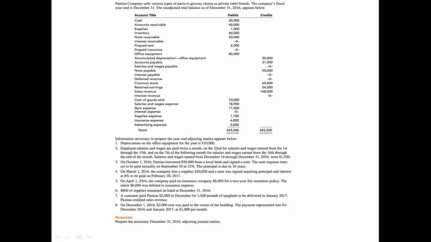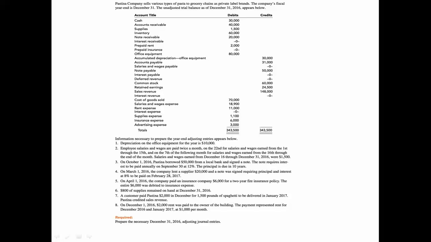Number 7, a customer paid Pastina $2,000 in December for 1,500 pounds of spaghetti. It's a lot of spaghetti. To be delivered, keyword, in January. Pastina credits sales revenue. So think about that.